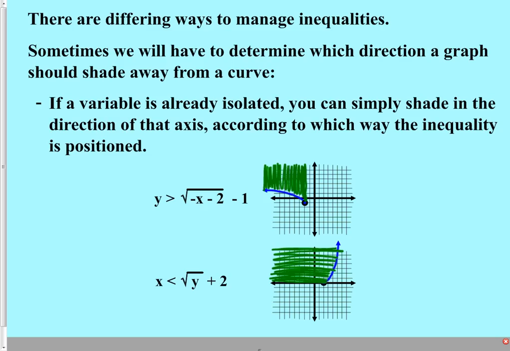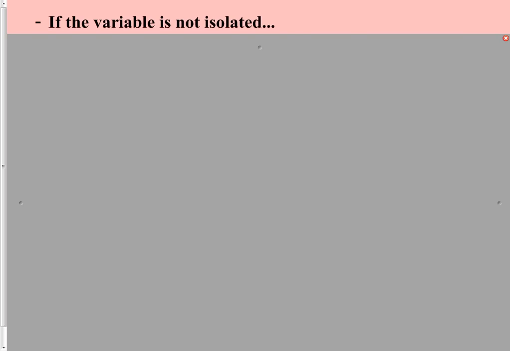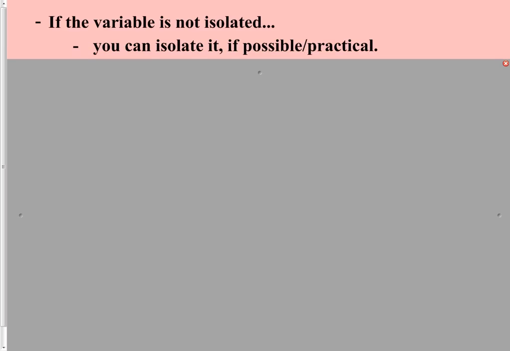Now, obviously, this worked out very well as long as the variable was isolated, but what happens if the variable is not isolated? It's a simple thing to do if the variable is isolated, so you can bet the people that write test questions against us are probably going to make some of them so that it is not that convenient. Okay, so obviously, if the variable is not isolated, one of our options would be to isolate it. Pick a variable and isolate it, if it is possible or if it is practical to do so.